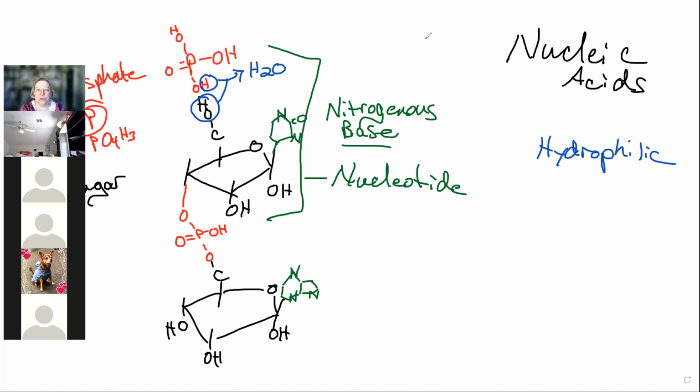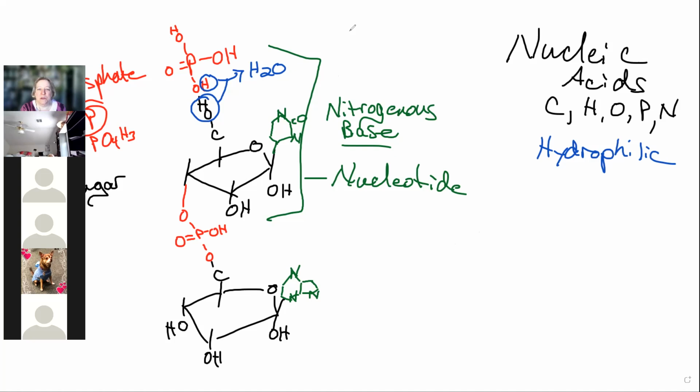Okay, so nucleic acids are composed of carbon because all organic molecules have carbon. They all have hydrogen. They have oxygen, and they have phosphate, and they have nitrogen. So when you're looking to identify a nucleic acid, you want to look for the sugar group, the nitrogenous base, and the phosphate group, okay?